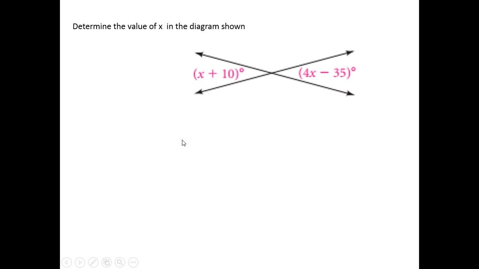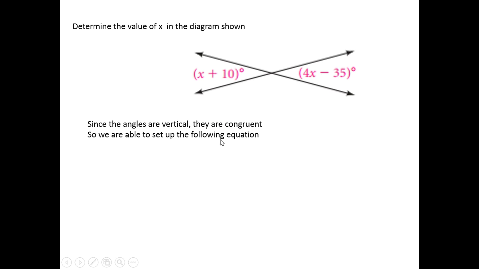Here's another problem of an algebraic variety. Determine the value of x in the diagram shown. We can clearly see that the angles are vertical angles, and we stated earlier that vertical angles are congruent. Therefore, we set up this equation, which we can easily solve to show that x is equal to 15. To find the actual value of the angle, x equaling 15 implies the angle here is 25. Likewise, this one with 15 put in gives 60 minus 35, which is also 25.